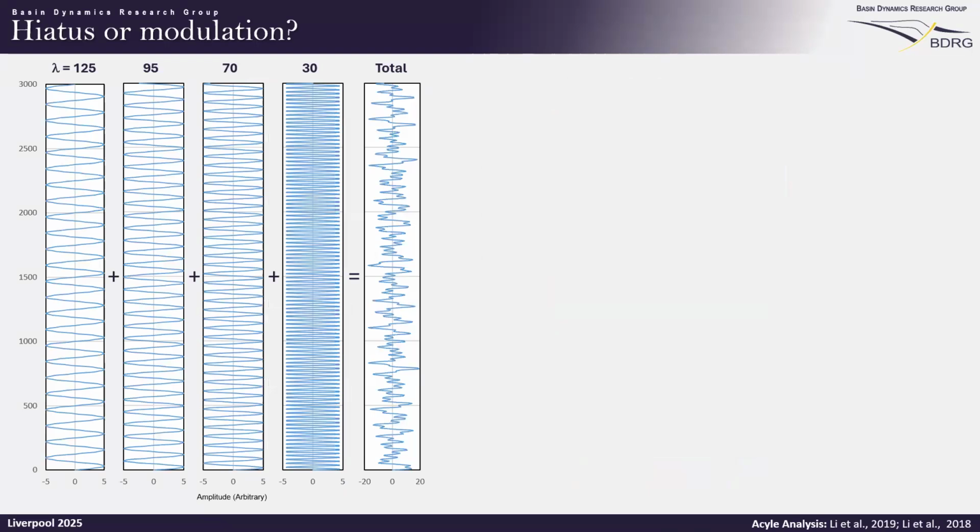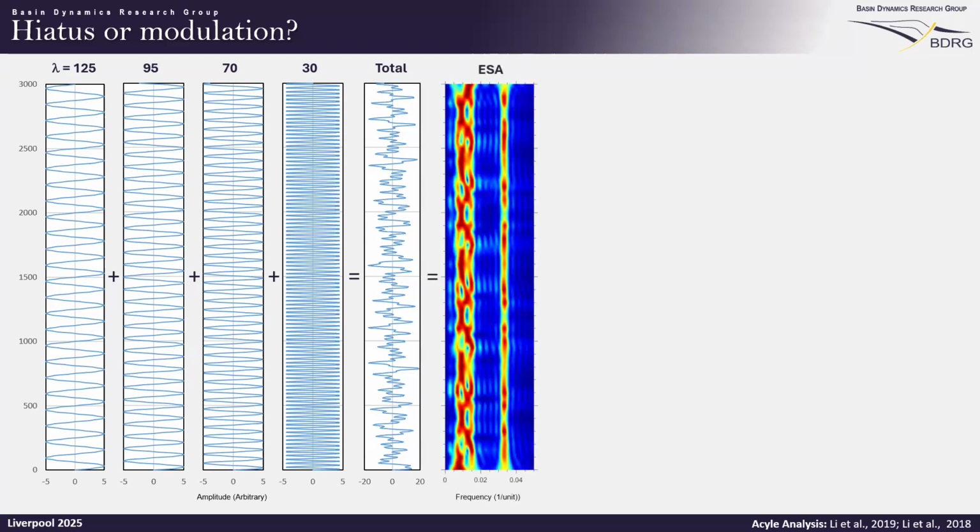This is again made up. Here are 4 curves, 125, 95, 70, and 30 wavelength. Add them together, get that result, no hiatus whatsoever. Run it through the Fourier transform to give you a signal, give you a frequency plot, and we get donuts everywhere. We get this kind of effect, which apparently are hiatuses. Hiatus, I don't know. But there's nothing in that.